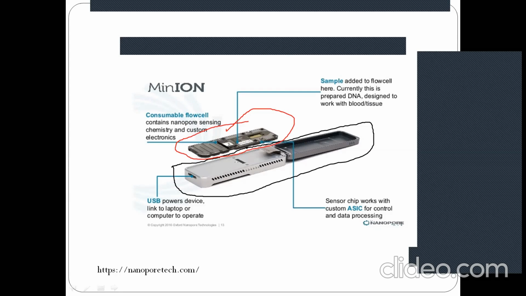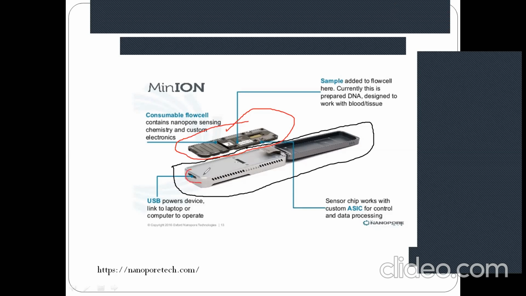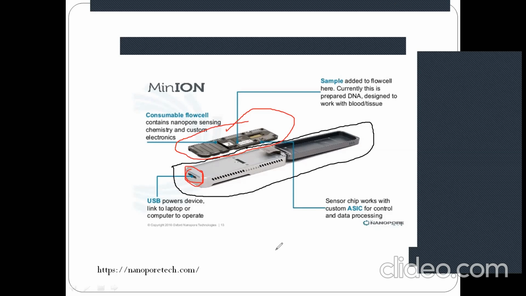There is one USB device, one USB port. Can you see that here? Small one. Can you see this? Yes, sir. So now you have the flow cell, the top part. You add your sample, you set the flow cell in the cassette, you close the cassette, and you attach the entire cassette, including the flow cell, with your workstation.